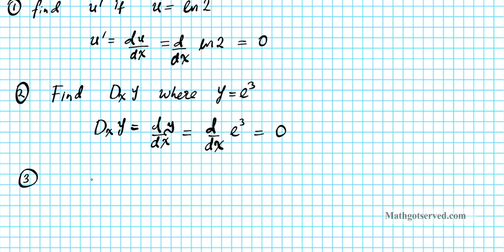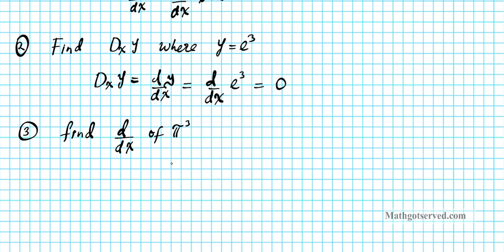Number 3, find d dx of pi to the third power. So we're looking for d dx of pi to the third. Now, is this a power function or constant function? Well, this is a constant raised to a constant, so it is a constant function. It's not a power function.